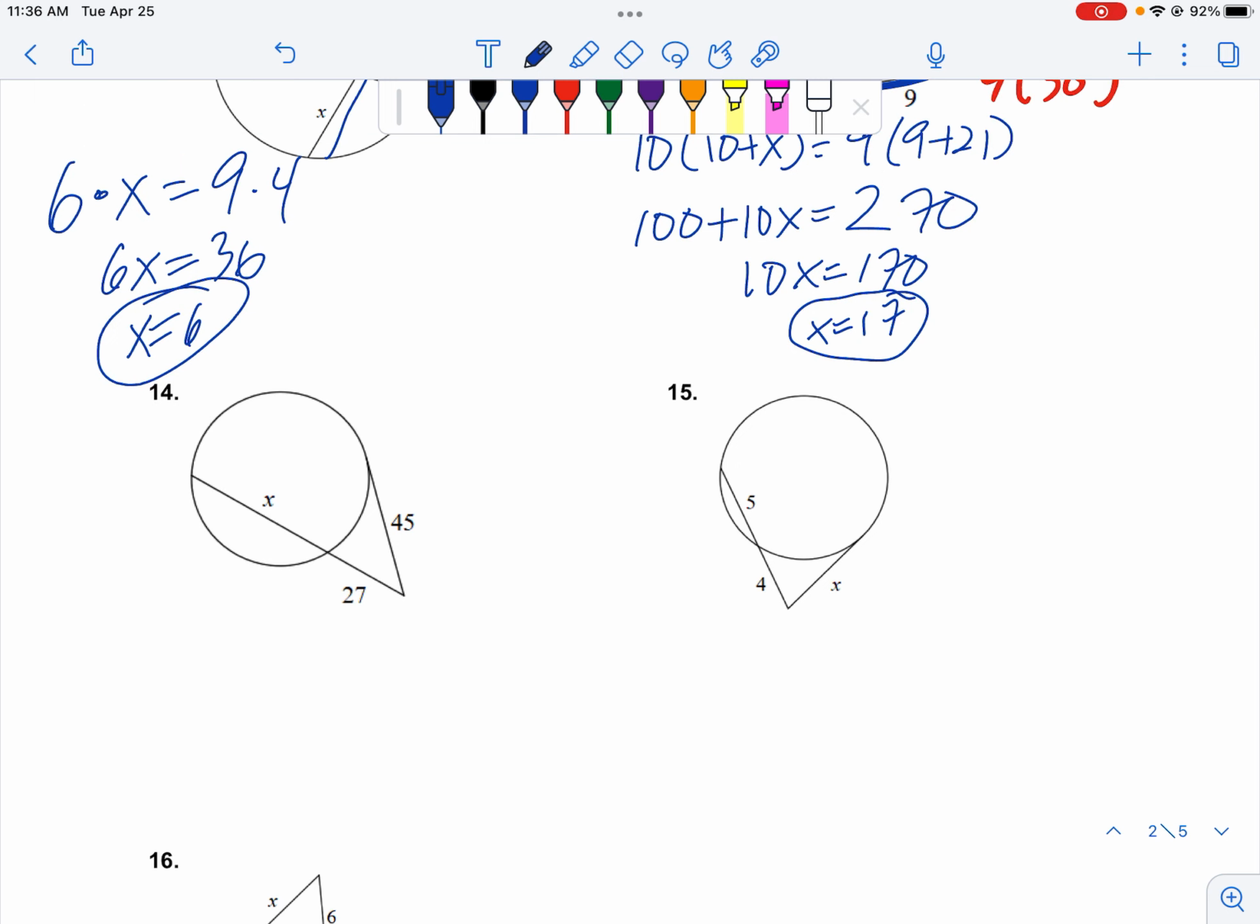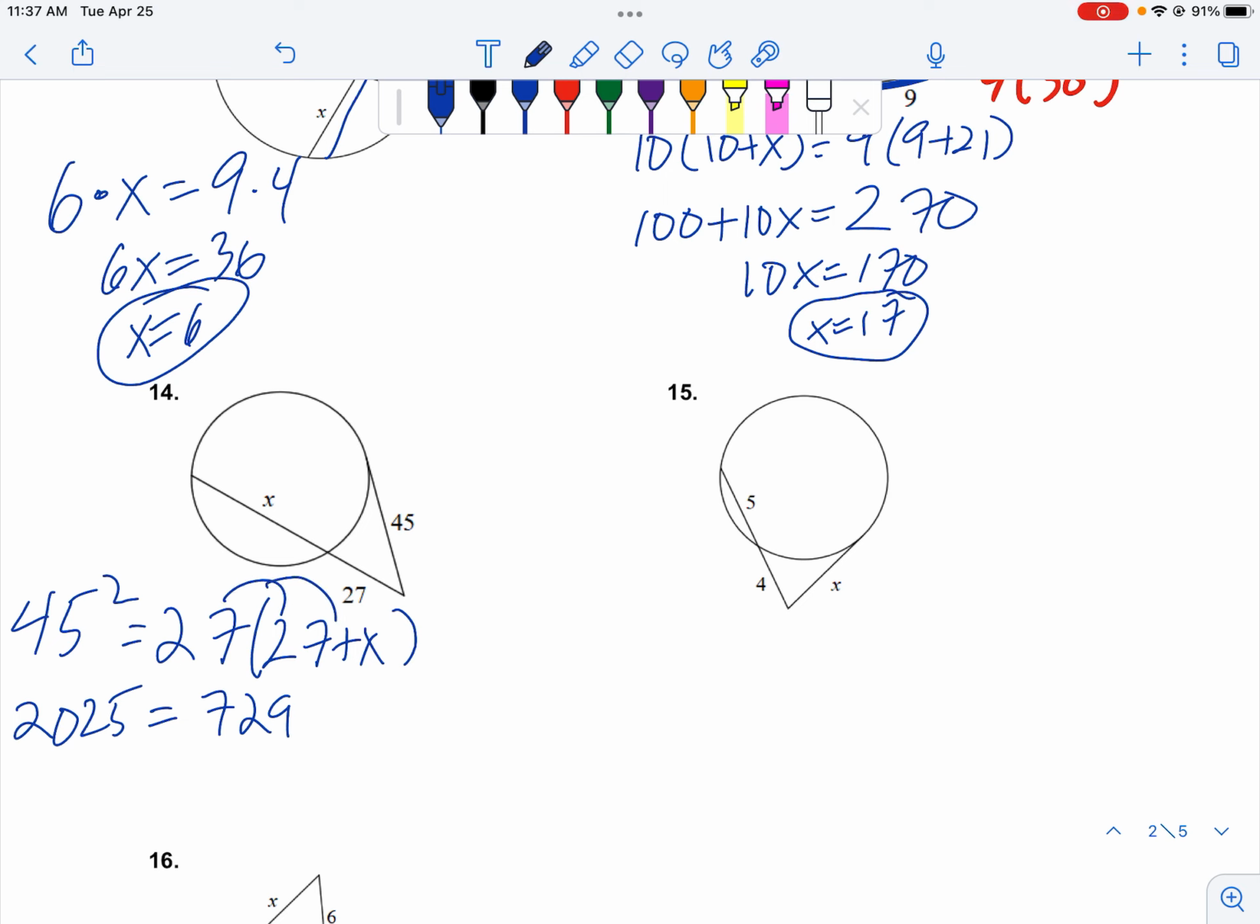All right, 14, I got a tangent secant. So 45 is by itself, which means it has to be multiplied by itself. 27 is attached to the x, so that means I have to write it attached to the x. 45 squared is a big number, 2025. 27 squared is also a big number, 729 plus 27x. 2025 minus 729 is 1296, which equals 27x. x equals 48.